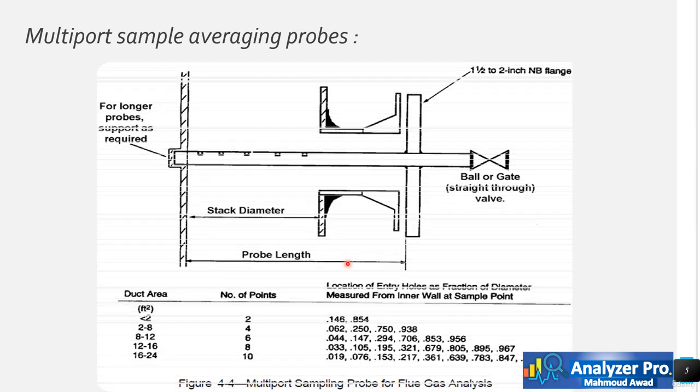Multiport sample averaging probes. They are used to obtain a sample whose composition is an average of that existing across the entire duct or stack. Averaging is not normally attempted in ducts or stacks under 2 feet in diameter. Multiple probe sample averaging is frequently used with ducts or stacks of large boilers and heaters, in which stratification may be a problem, or where required by compliance regulations. The preferred insertion length and the maximum number of holes may be obtained from this figure.